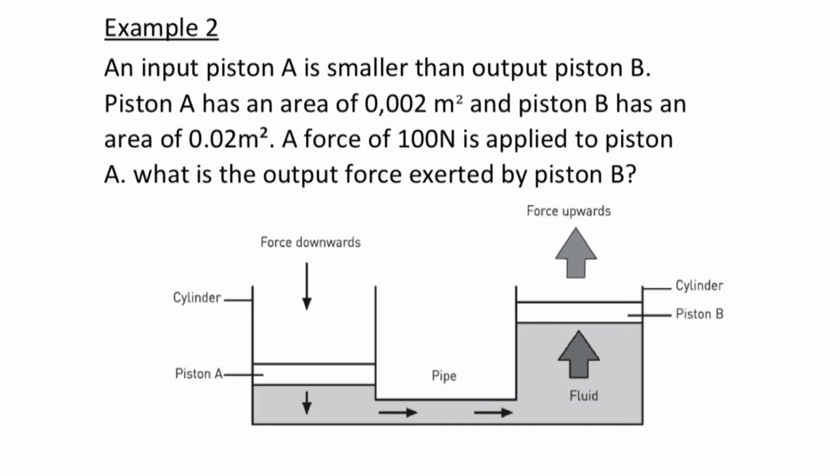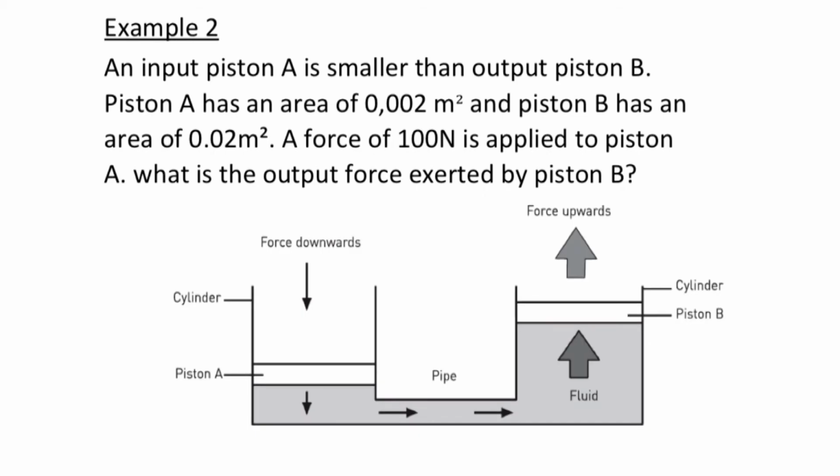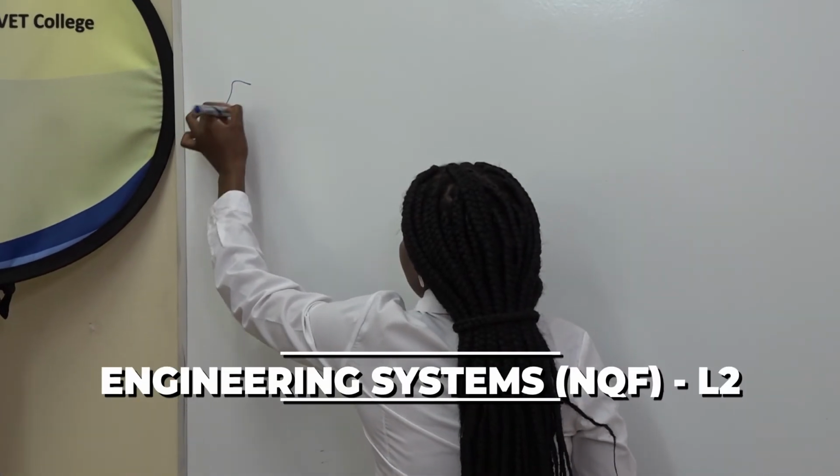Then, if you can check from the diagram, we have our piston A and our piston B. And if you can look, there is a pipe that connects piston A and piston B, which means that the pressure that is being applied on piston A will be the same as the pressure that will be exerted on piston B. So then, let us look at our given data from example 2.